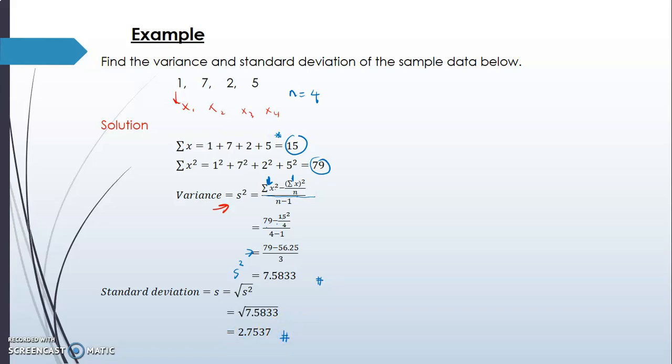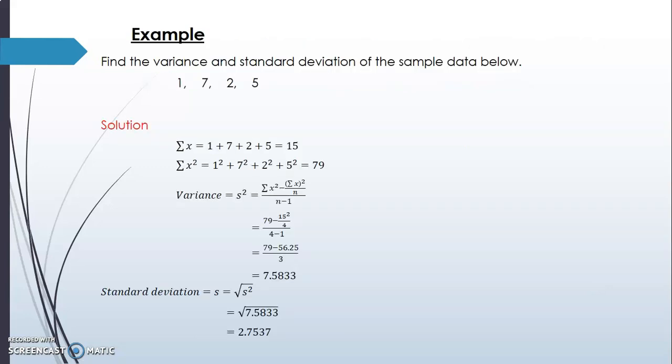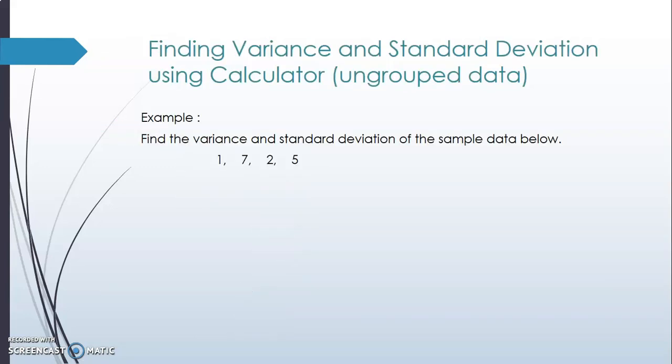Normally, when you get decimal form as your final answer, please take at least 4 decimal places for your final answer. Actually, another trick to find variance and standard deviation is by using your scientific calculator. So how to use scientific calculator in finding variance and standard deviation? For the example, I will just follow the same example as here. Please note that this is for ungrouped data.